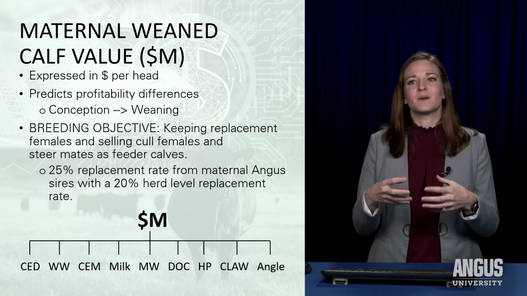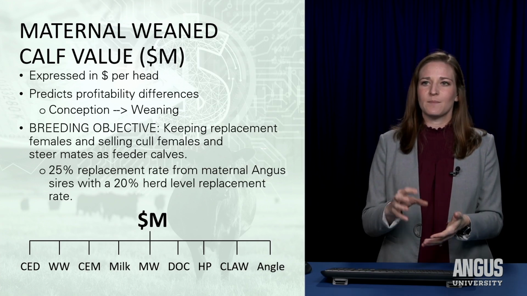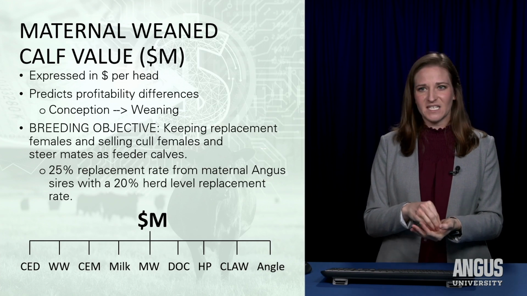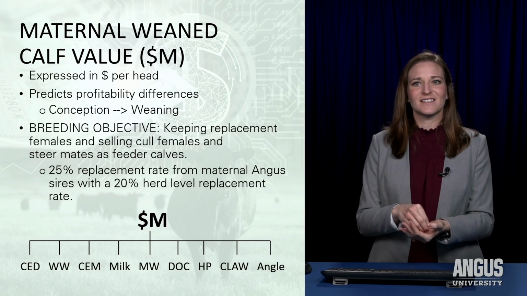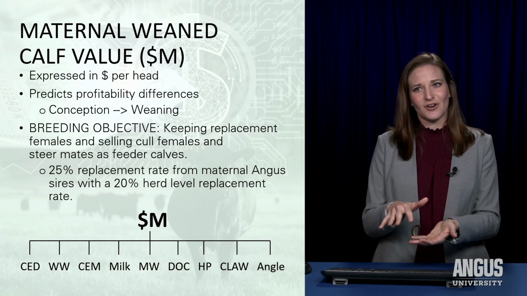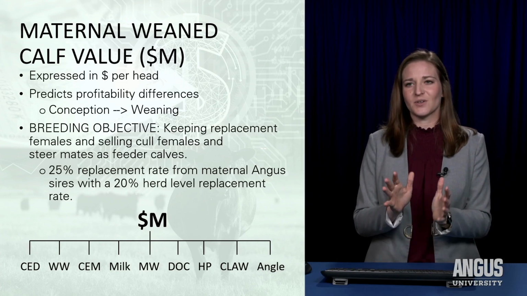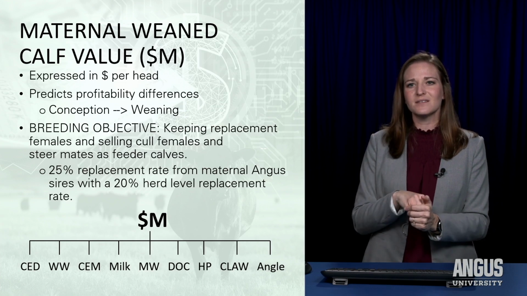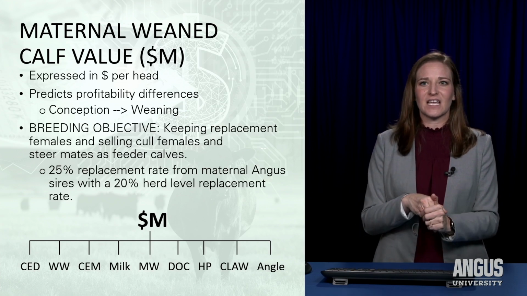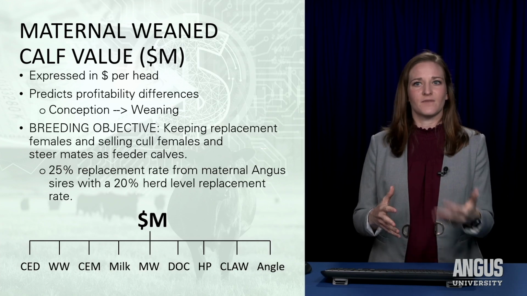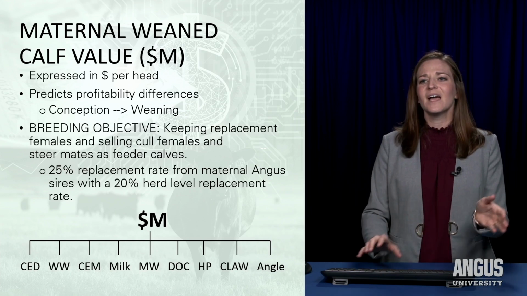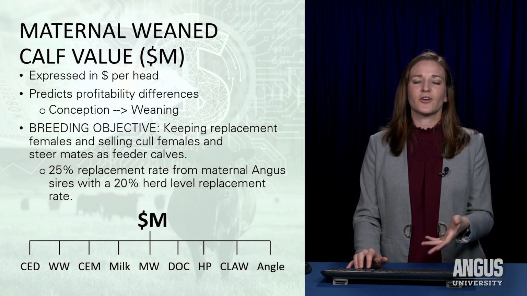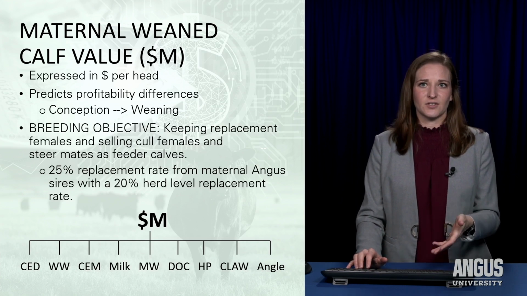If we take a specific look at what does keeping those replacements back look like, it's going to be a 25% replacement rate from those maternal Angus sires with a 20% herd level replacement rate. So Kelli's going to take a deeper dive into exactly what that definition means, but go ahead and get you started thinking about, is this the dollar value that fits within my operation? And listed down below, you can see each of those component traits, or each of those EPDs, that are going to be directly included in this $M value.